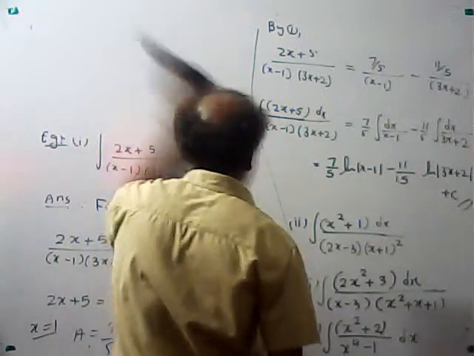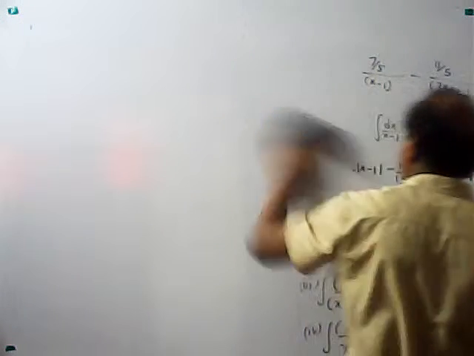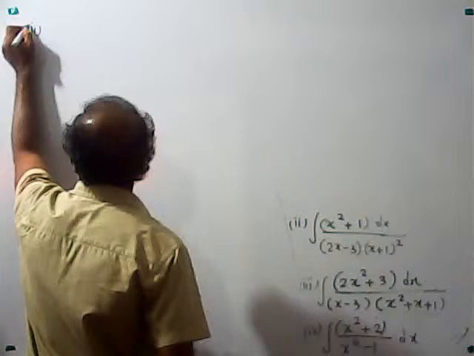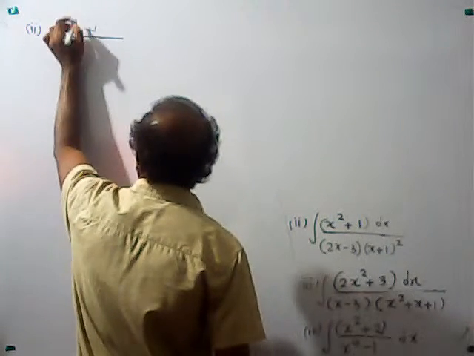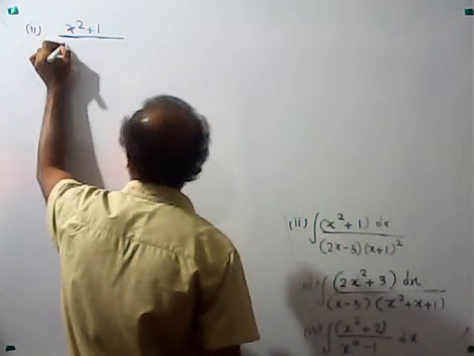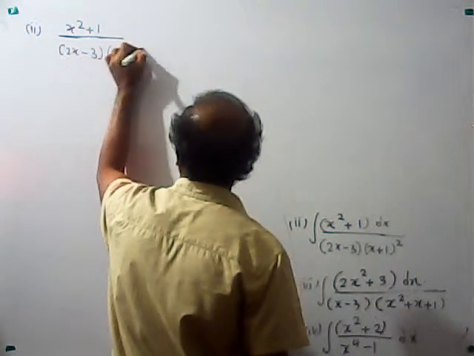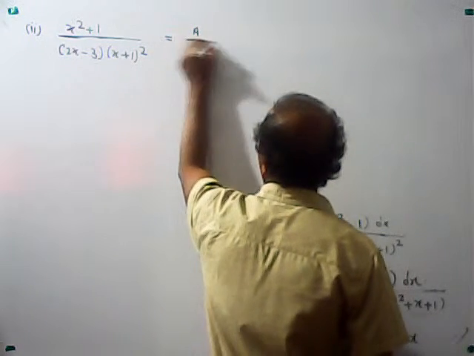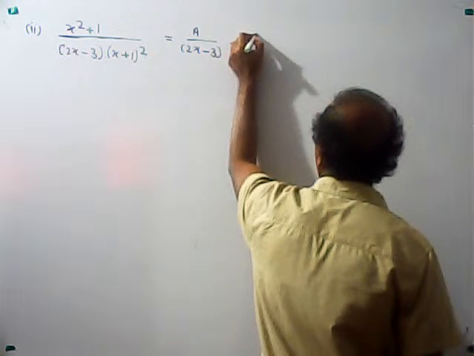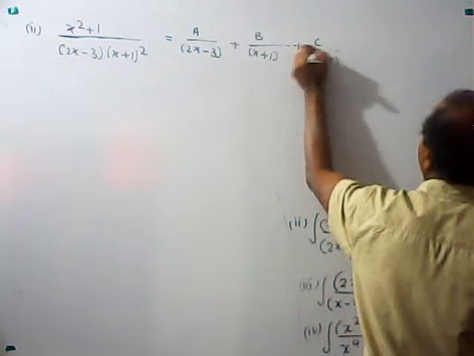So let's see the answers of one or two of them. You have to start it properly, breaking into parts like this: A over (x + 1) plus C over (x + 1) squared.